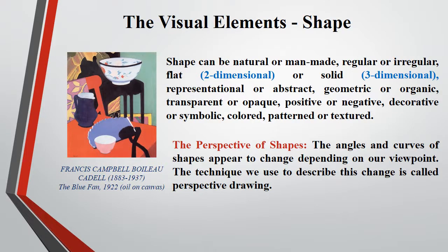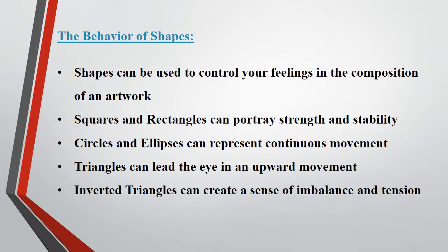The visual elements: shape. Shape can be natural or man-made, regular or irregular, flat, two-dimensional, or solid, three-dimensional, representational or abstract, geometric or organic, transparent or opaque, positive or negative, decorative or symbolic, colored, patterned, or textured. The behavior of shapes: shapes can be used to control your feelings in the composition of an artwork.